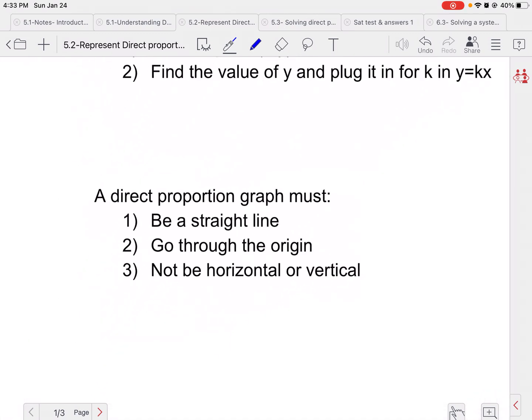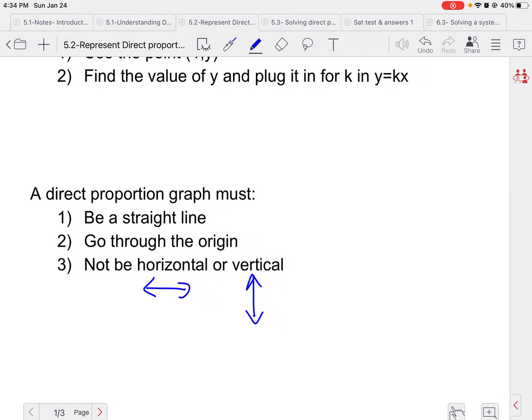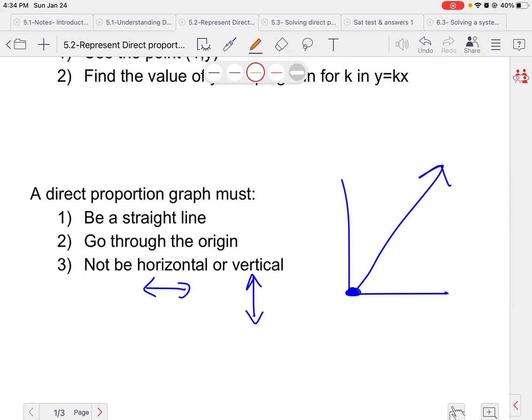Also, a direct proportion graph must follow these 3 things. It has to be a straight line, it has to go through the origin, and it cannot be perfectly horizontal or perfectly vertical. So just as a reminder, horizontal is like this, vertical is like this. So a direct proportion graph should look something like this. So they'll always start at the origin and go like this. Okay, so that's one type of line.